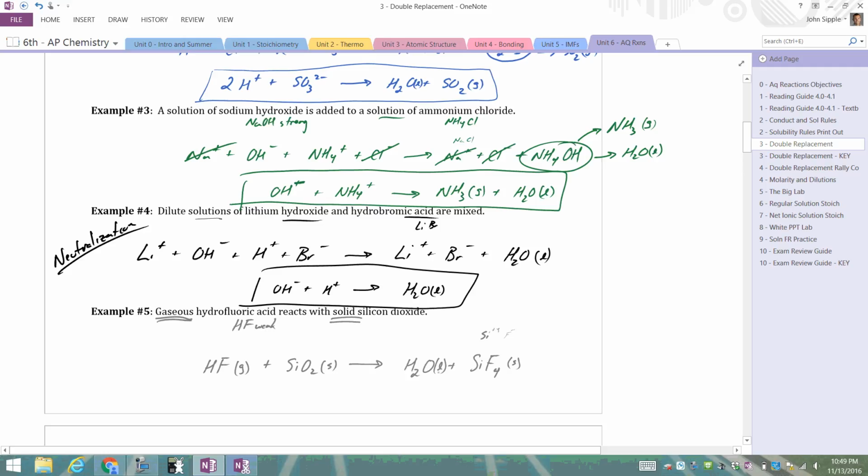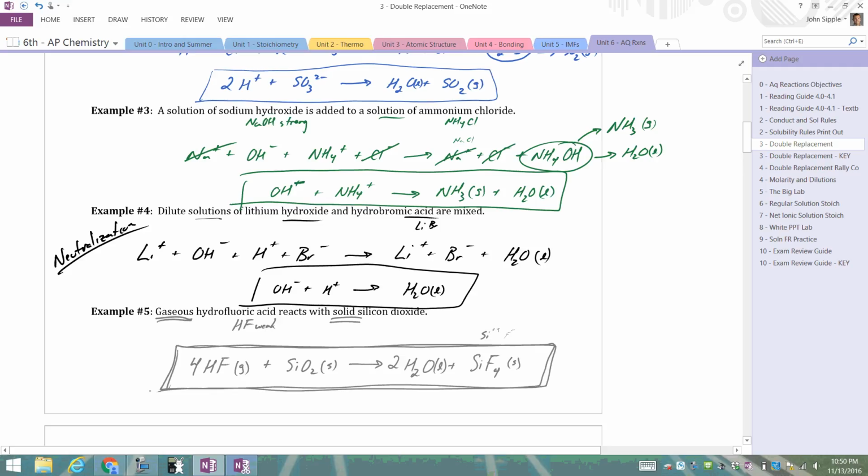So if I look at this, we have to balance it, don't we? We need 4 fluorines, which would mean 4 HF. Then we have the right number of oxygens, and we have 4 hydrogens, so that's good as well. So there you go. Sometimes the net ionic equation is the original equation; there are no spectator ions to remove.